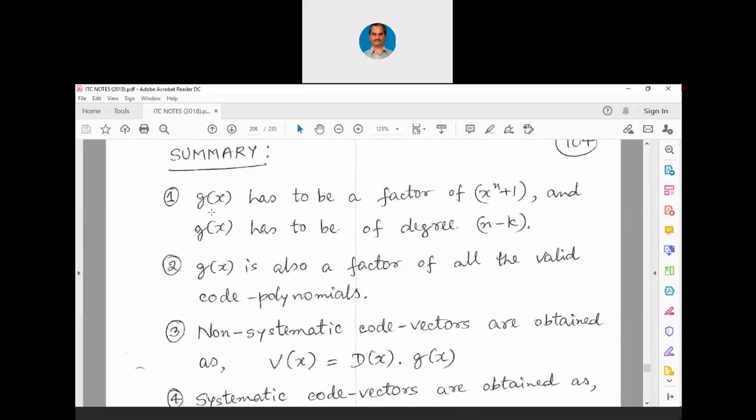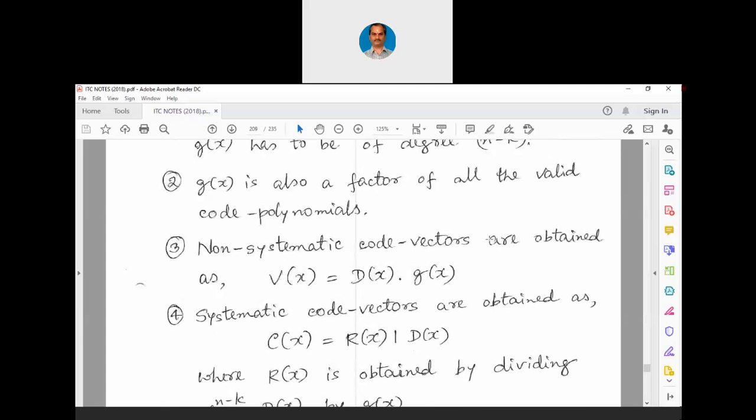A brief summary. G of x has to be a factor of x power n plus 1 and g of x has to be of degree n minus k. We have seen this. And g of x is also a factor of all the valid code polynomials. This is important. G of x is also a factor of all the valid code polynomials. Because of this property only, we could easily construct the required matrices.